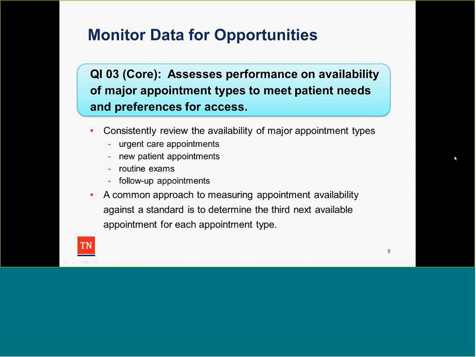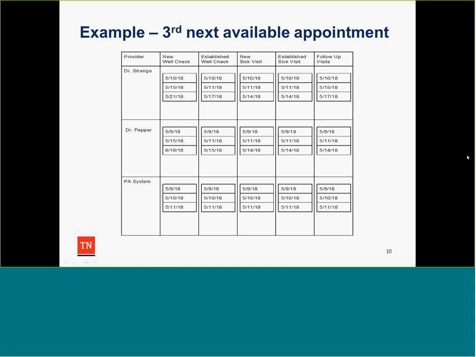A common approach to measuring appointment availability against the standard is to determine the third next available appointment. And here's an example of that. This is one a practice did. Of course, the names have been changed to protect the innocent, but they looked at 5 different appointment types and when that third next available was for each provider. They started on the 9th and looked out until they could find that third appointment.